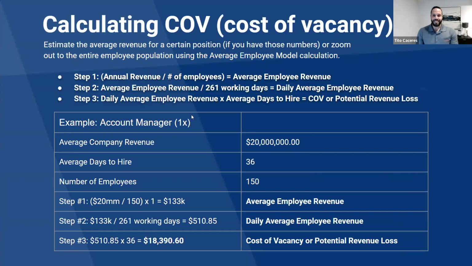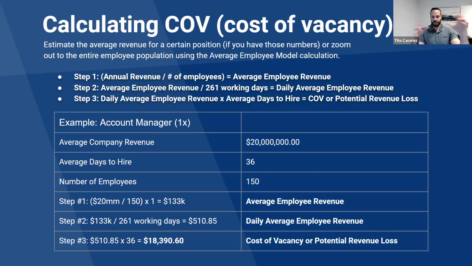So, 3 easy steps. Step number 1, take your annual revenue and divide that by the number of employees, and then you'll get your average employee revenue. Step number 2, take your average employee revenue and divide that by 261 working days and you get your daily average employee revenue. Then step number 3, take your daily average employee revenue and multiply that times your average days to hire, and then you're getting to your cost of vacancy or your potential revenue loss.